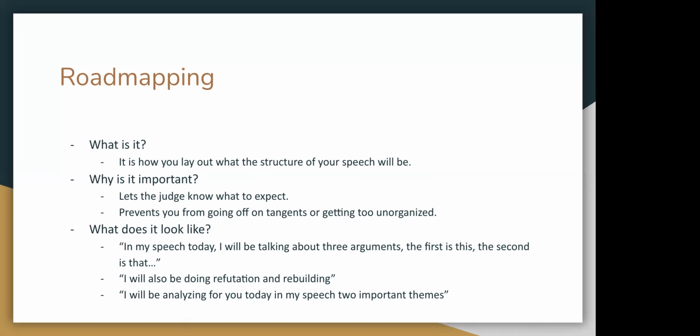So what you include in your roadmap is going to depend on what particular speech you're giving, but it is simply important that you outline from the beginning what the actual components of your speech will be. You don't always have to name what your arguments are going to be, but sometimes it is useful and strategic to do that, to let the judge know and anticipate what types of arguments you might be bringing up earlier in the speech. But the biggest thing is the components of your speech need to be mentioned in this roadmap.